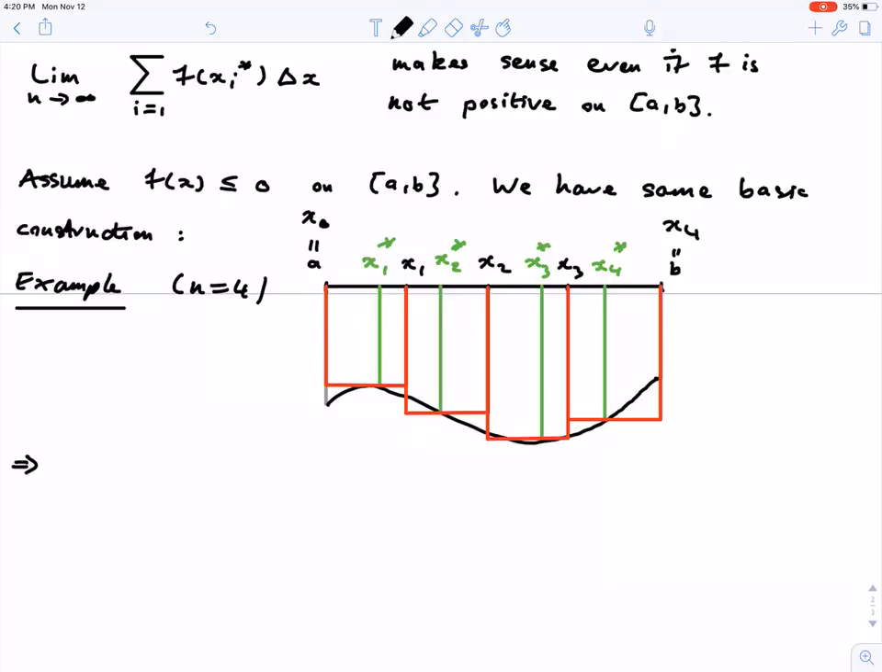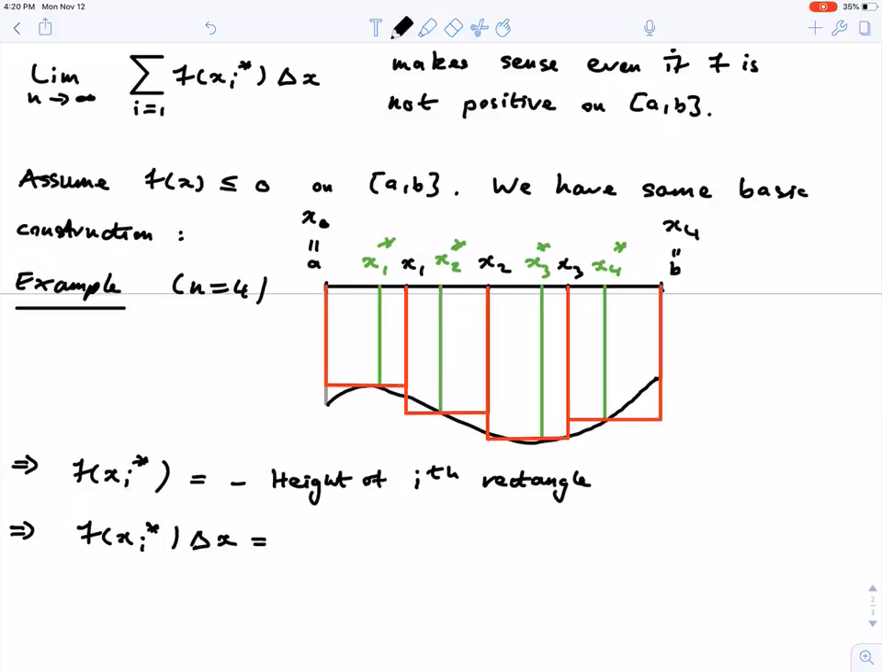Everything underneath the curve, well, they're all negative values. So f of xi star is not the height of the ith rectangle anymore. It's minus the height because it's underneath the axis. So what does that mean? Well, that means the expression I have above, f of xi star delta x, the length is the same, the base is the same, that's positive, it's fine, but now I'm multiplying by minus the height, so this is not the area, it's minus the area of the ith rectangle.